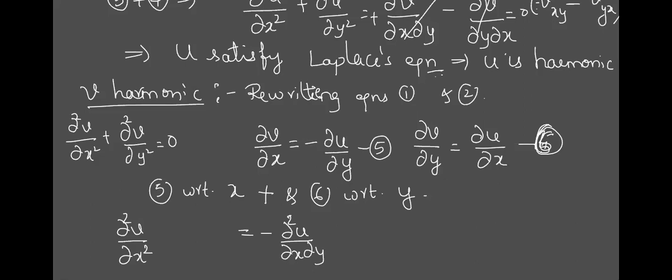So see, what is your equation 6? It is this. What we are doing with respect to this is y. What is the derivative of ∂v/∂y with respect to y? ∂²v/∂y². What is the derivative of ∂u/∂x with respect to y again? ∂²u/∂x∂y, ∂y ∂x it is.